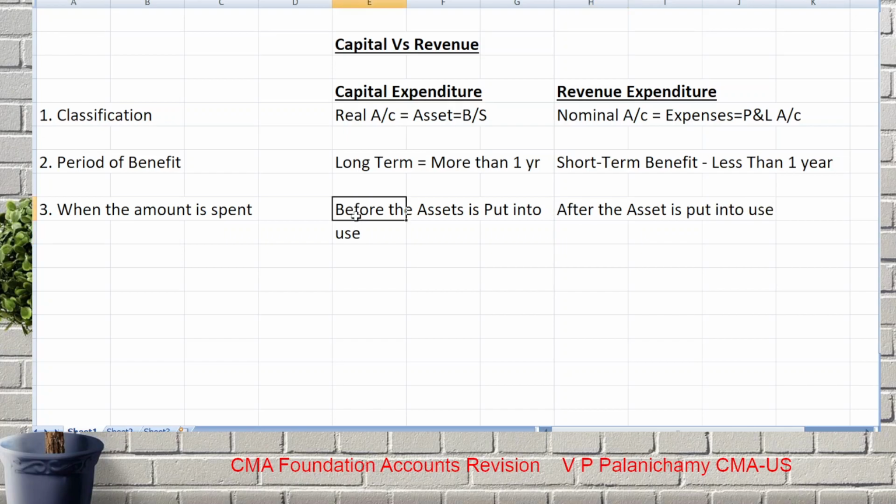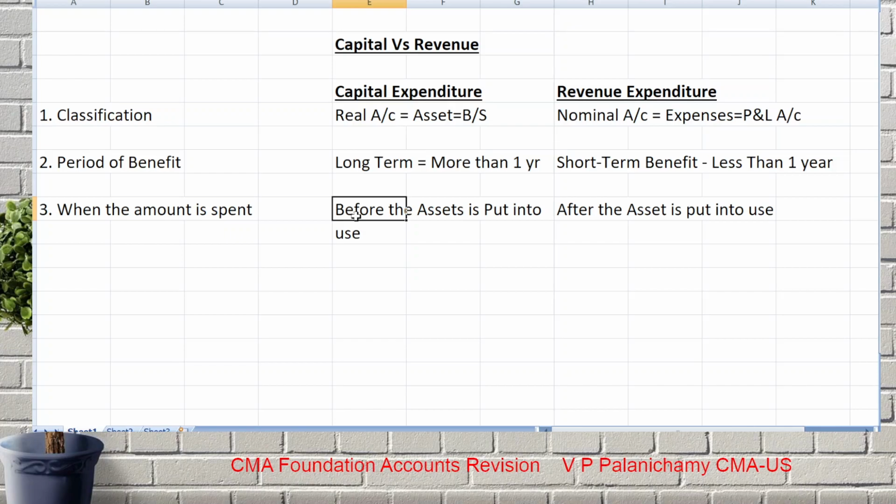So pre-usage expenses are which expenses? Capital expenditure. For example, you purchase second-hand machinery and immediately spend money for repairs. What is it? Capital expenditure. Maybe you have seen this when doing depreciation. Asset cost includes what? Installation cost, transportation cost, initial cost. So anything spent before the asset is used, that is which expenditure?